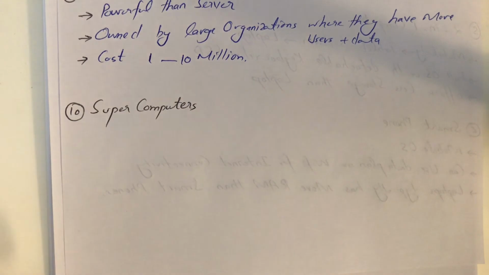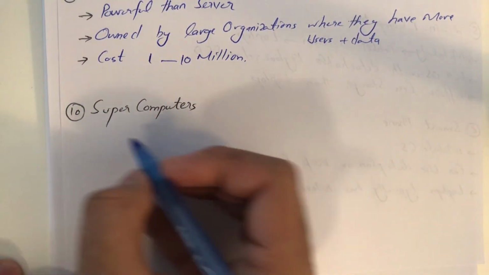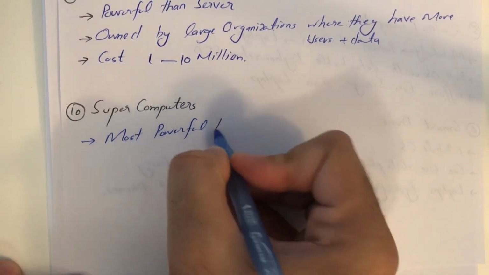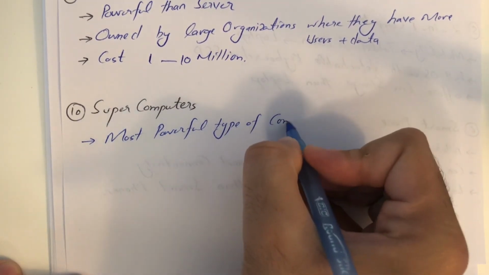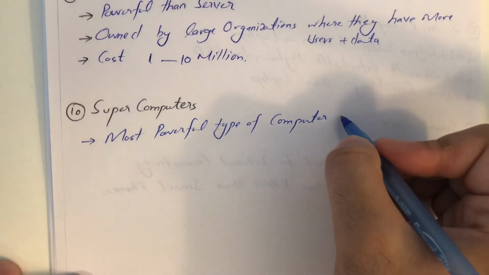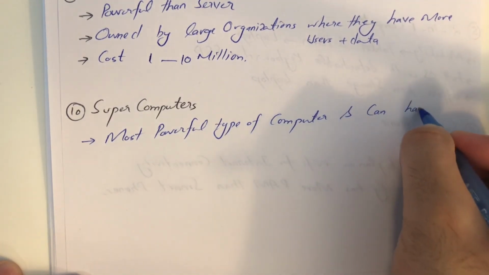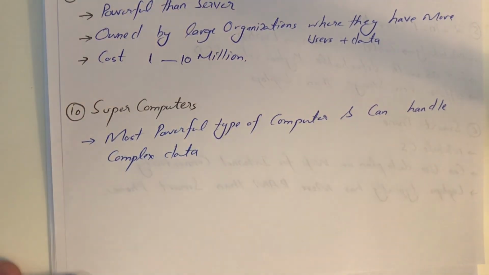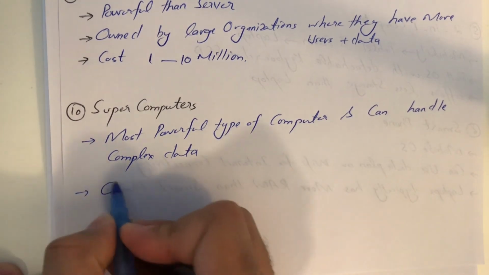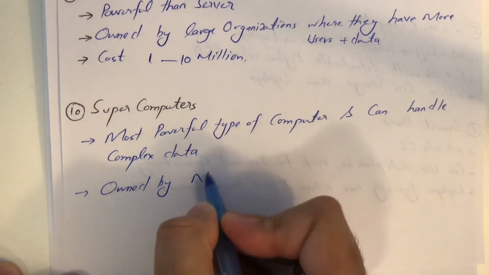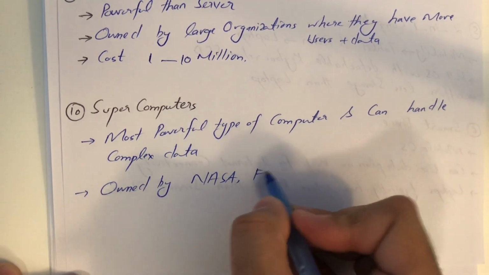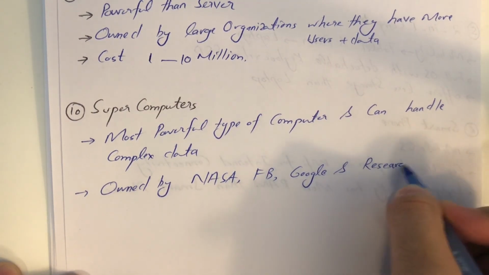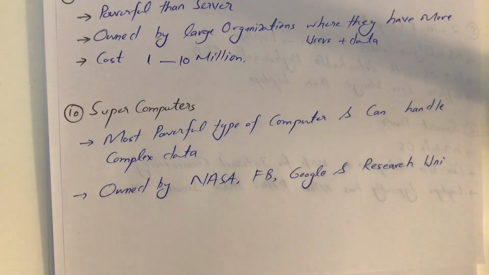The last type is the supercomputer. Supercomputers are the most powerful type of computer and can handle complex data like satellite communication, and are only owned by the federal government, NASA, Facebook, Google, and some research universities. They actually own it just to do research on it.